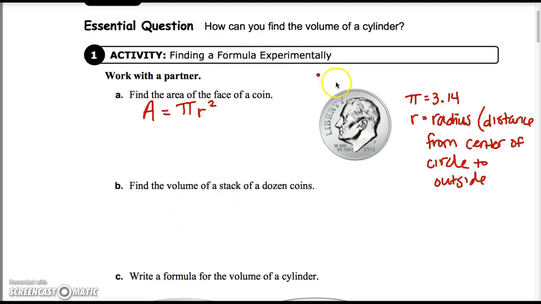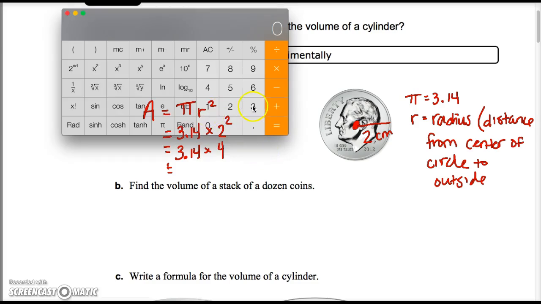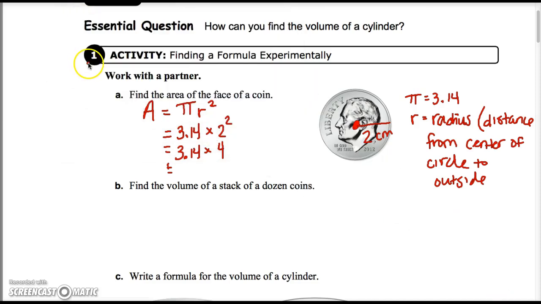Okay, so let's say, just for instance, I'm going to draw this in here. Let's say we had a radius of 2 centimeters. If we were to do that, we would take pi, which is 3.14, times the radius, which is 2, and then we have to square that. So we have 3.14 times, and then 2 squared is 4. And then I can pull up my calculator here, and we're taking 3.14 times 4, and you get 12.56. So that would be our answer for the area of the dime right here, and we would label that as centimeters squared.